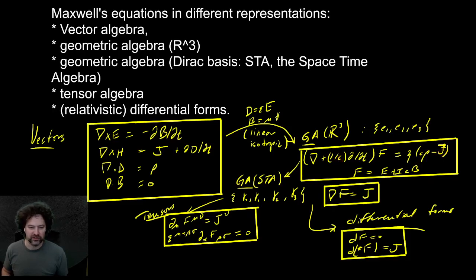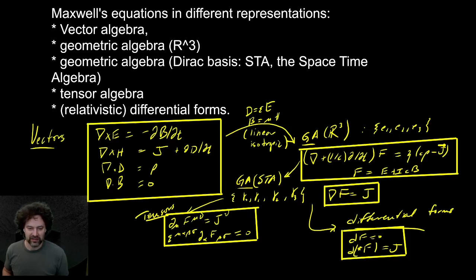We went from there to the geometric algebra form in a manifestly relativistic basis, the space-time algebra, which uses the Dirac basis, uses Dirac vectors as the basis. We found a very compact form of Maxwell's equation, also singular, grad F equals J, where grad is a space-time derivative and J is a four-vector, current and charge density.